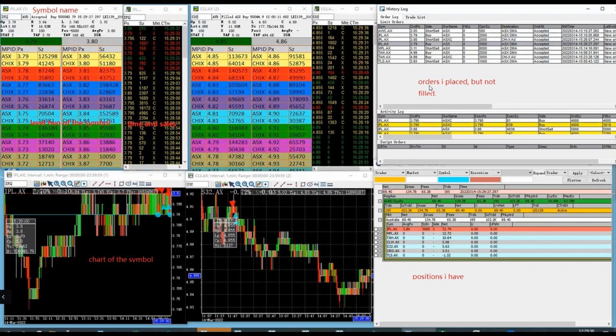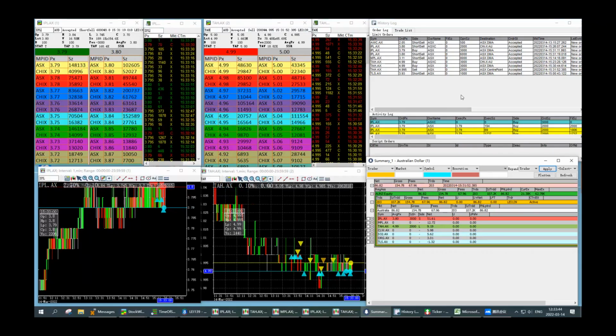This is the net profit I already made. From here you can see most of my symbols are flat, but I have one symbol with 5,000 shares short at a price of $3.80.